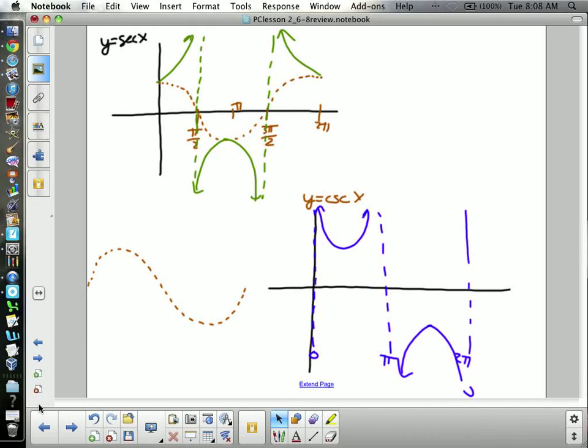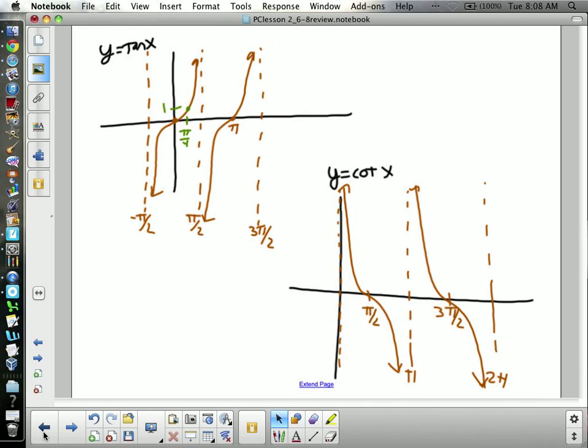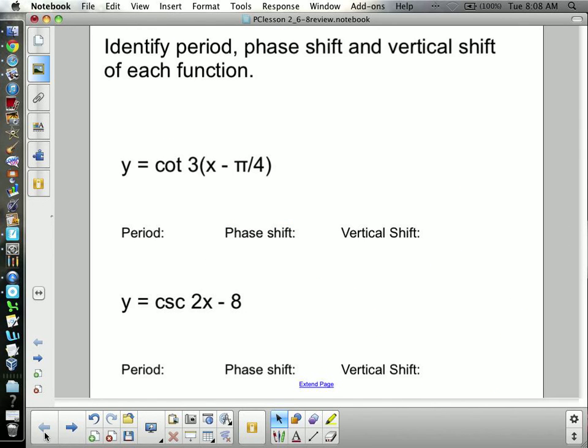So those are the basic graphs. One more time. Let's look at how we can manipulate them, because that's really what this is about. Identify period, phase shift, and vertical shift of each function. Amplitude I left off here for now, because for tangent and cotangent it's not really amplitude, it's stretch and shrink. We aren't going to sweat that too much.